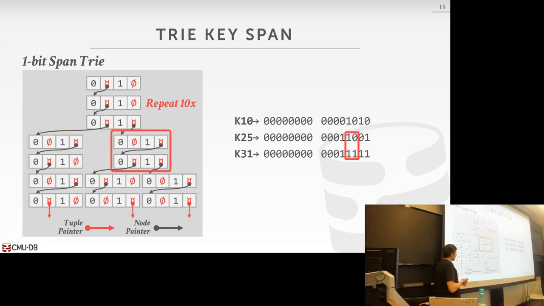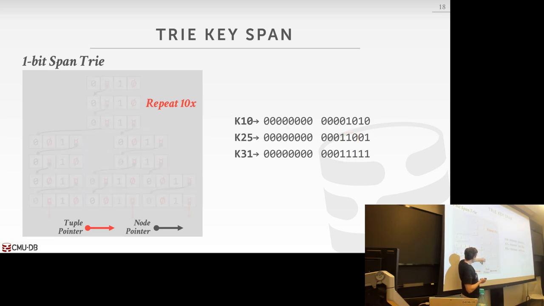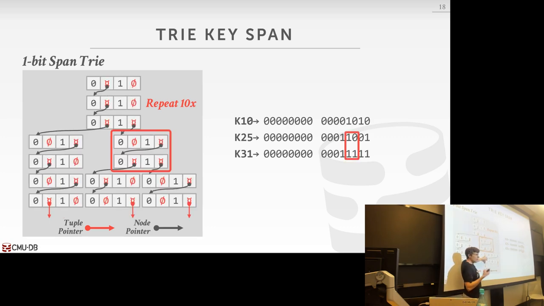Same thing for the other side. At this point here, they're the same, but then they split here, and now I have separate paths for the other parts. Is this clear? We can do this in 1-bit, 2-bits, 8-bits, 16-bits. We can do this at different levels, different granularities.